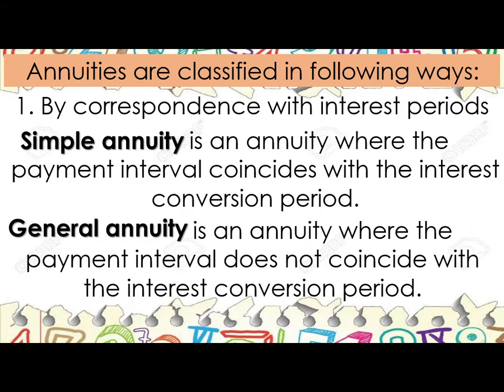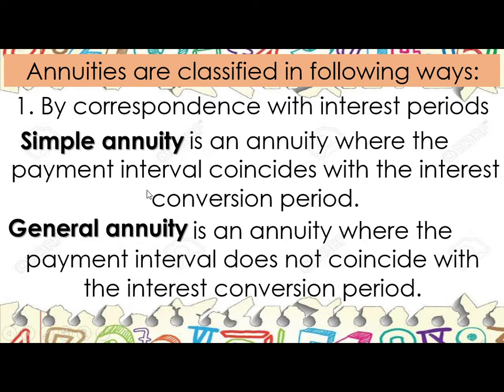So it can be monthly, it can be quarterly, it depends on how many periods you have in a year. Say, for example, that the payment interval is equal to the interest conversion period you have, then that must be considered a simple annuity. So if the payment interval coincides with the interest conversion period, then that's a simple annuity.